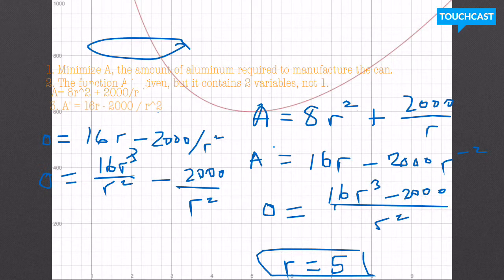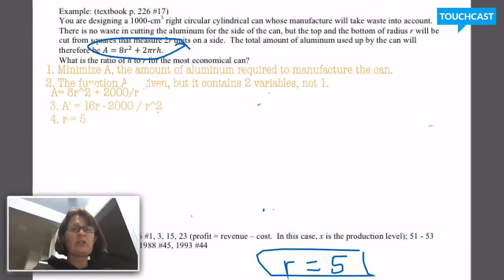All right, so let's write up what we have so far. Step 4 is to find the critical points. So I have found now that r equals 5 is my one critical point. I don't have any endpoints in this scenario. I could let r be as big as I want. So what's left to do is to make my table of values.